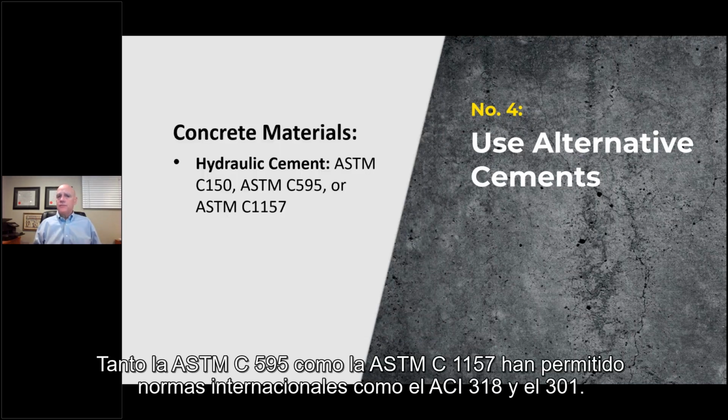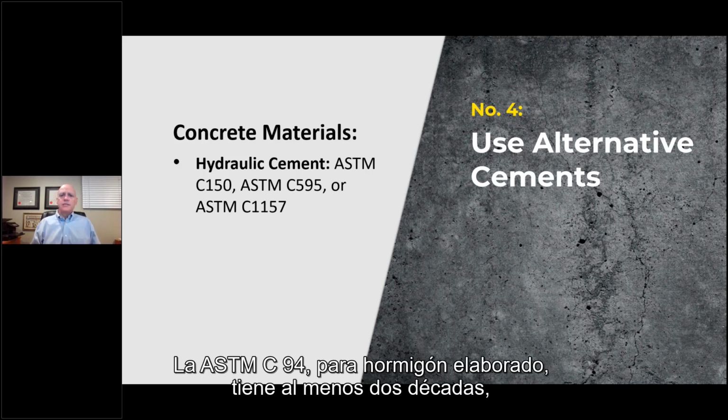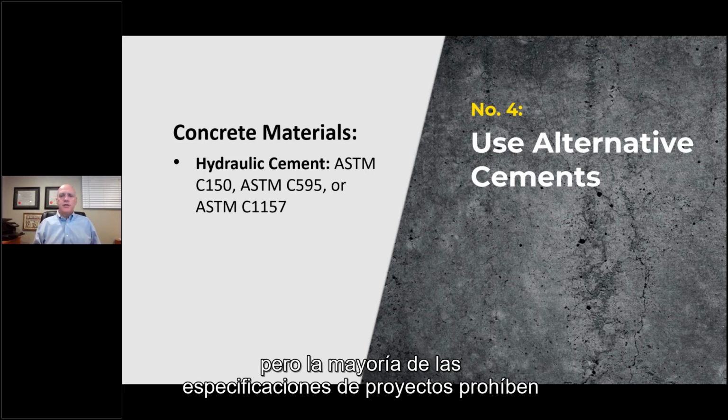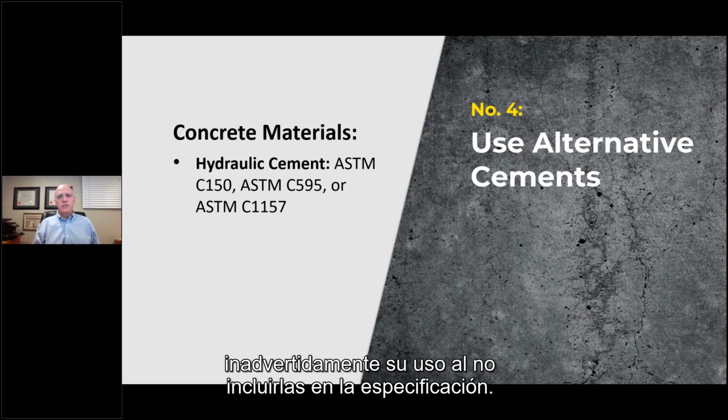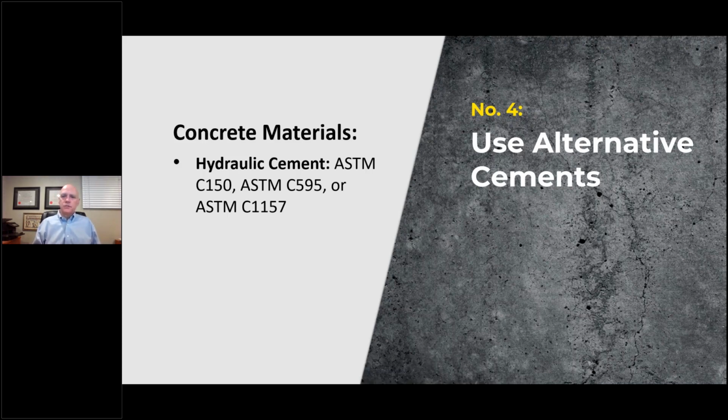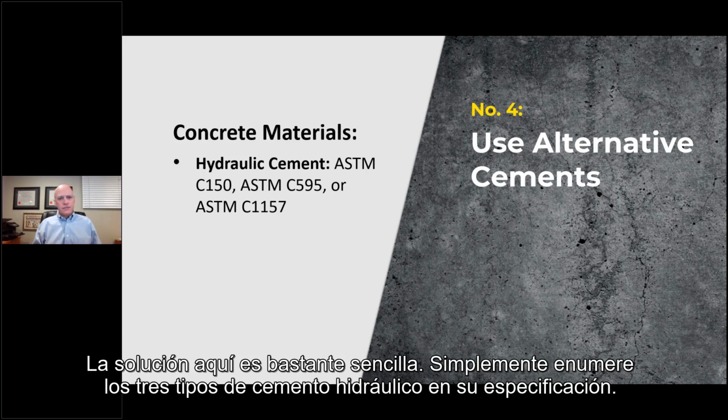Both ASTM C595 and ASTM C1157 have been permitted in national standards such as ACI 318, 301, and ASTM C494 for ready-mix concrete for at least 2 decades, but most project specifications inadvertently prohibit their use by not listing them in the specification. The solution here is quite easy. Just list all 3 types of hydraulic cement in your specification.